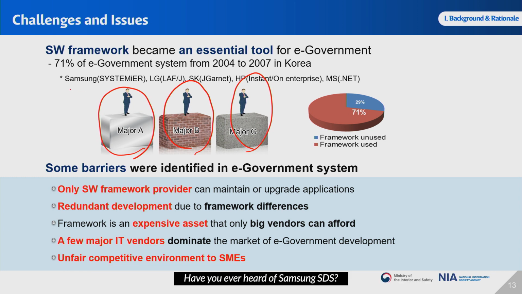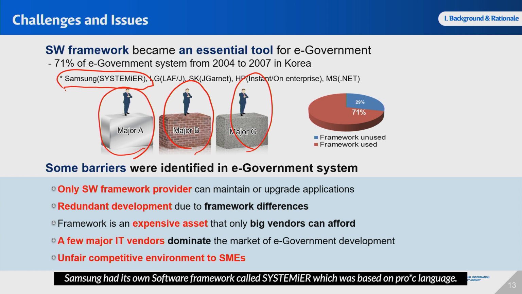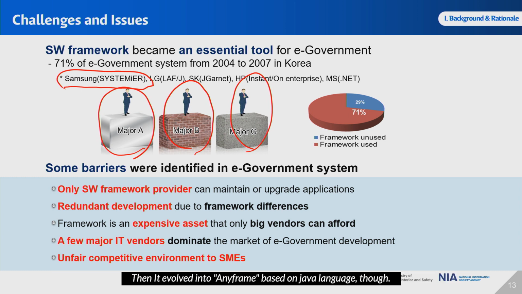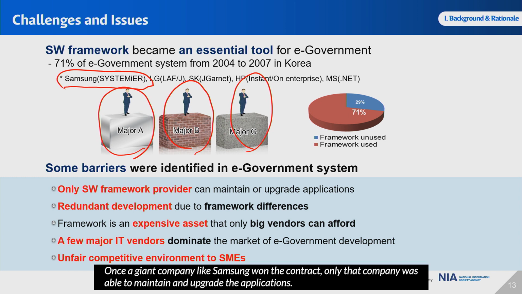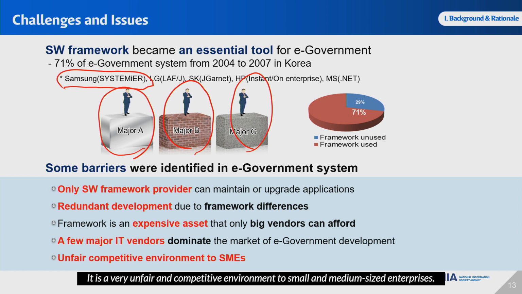Have you ever heard of Samsung SDS? Samsung had its own software framework called Systemia, which was based on POSIX language. Then it evolved into AnyFrame, based on Java language. Once a giant company like Samsung won the contract, only that company was able to maintain and upgrade the applications. It is a very unfair and uncompetitive environment for small and medium-sized enterprises.